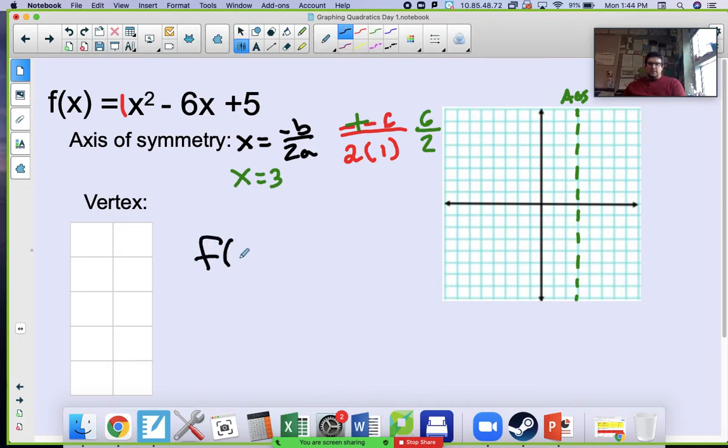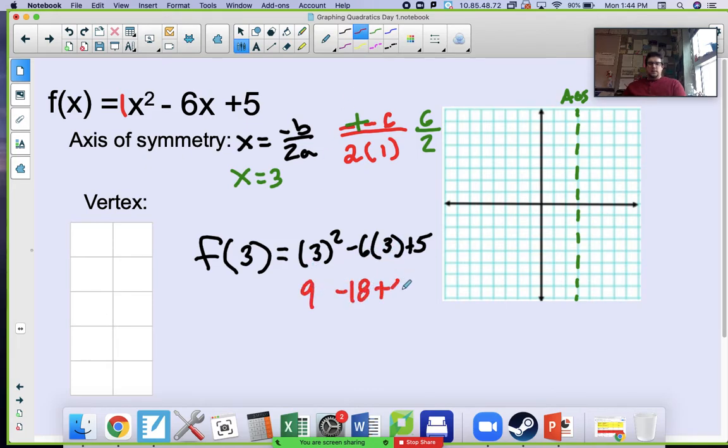So we're going to take our function and plug in our axis of symmetry. X is 3, so we're going to plug in 3 everywhere we see x. 3 squared is 9, negative 6 times 3 is negative 18, plus 5. 9 minus 18, that's negative 9. Negative 9 plus 5 gives us negative 4. So our vertex, we're going to put in the middle of our table, 3, negative 4. So there's our vertex right there.